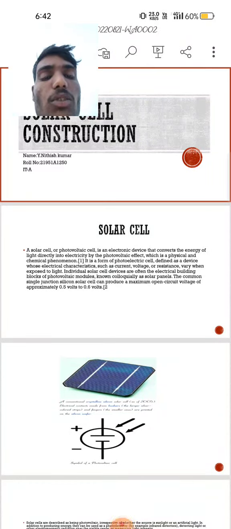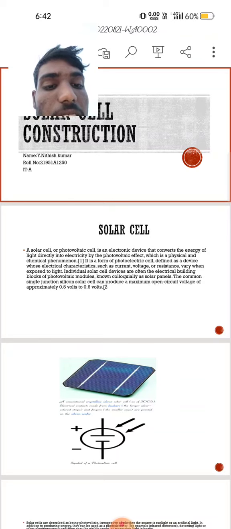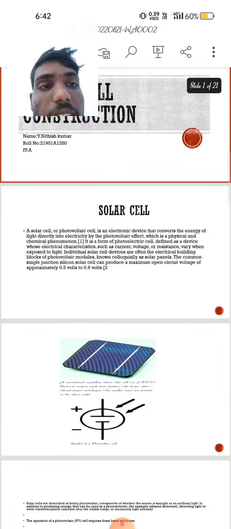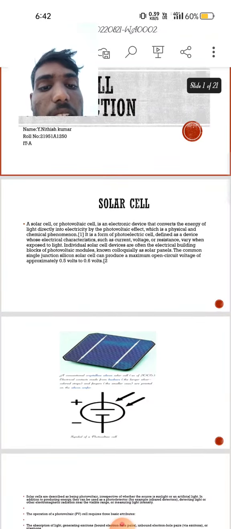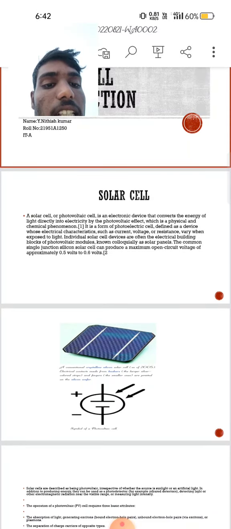My topic is solar cell construction. A solar cell or photovoltaic cell is an electronic device that converts the energy of light directly into electricity by the photovoltaic effect, which is a physical and chemical phenomenon. It is a form of photoelectric cell, defined as a device whose electrical characteristics, such as current, voltage, or resistance, vary when exposed to light.